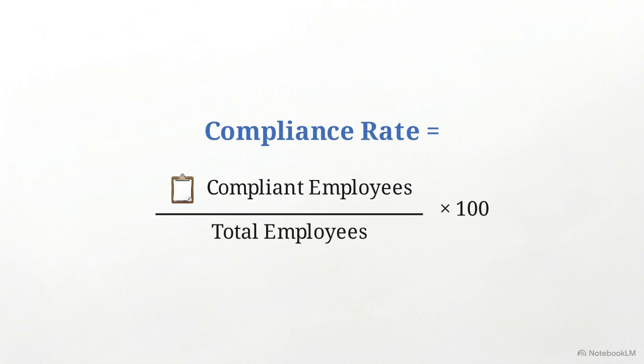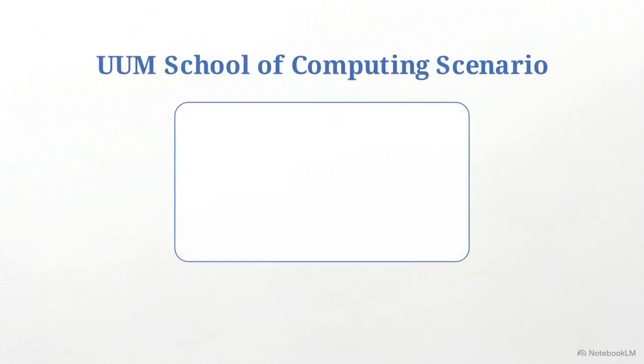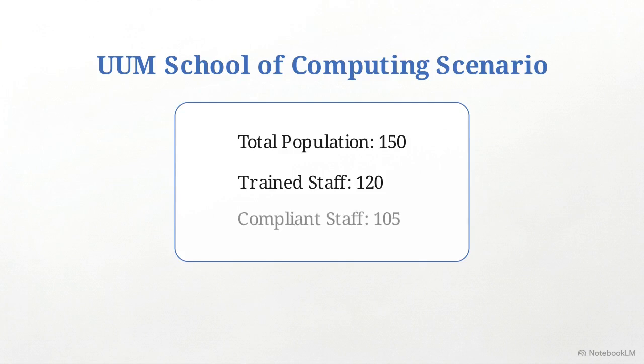The compliance rate is calculated by dividing compliant employees by total employees, multiplying by 100 to get a percentage. Similarly, the training completion rate is found by dividing trained employees by total employees and multiplying by 100. Now let's apply these formulas. Take a look at this dataset for a UUM School of Computing scenario. You have 150 total employees, 120 trained staff, and 105 compliance staff. Pause the video here to calculate both rates.